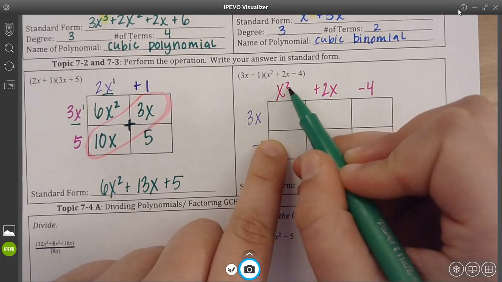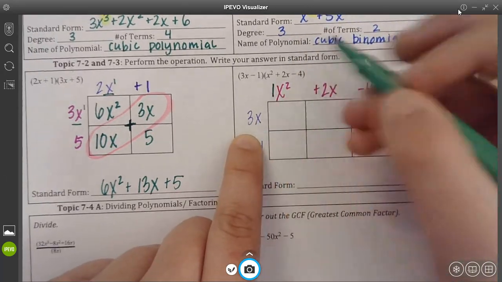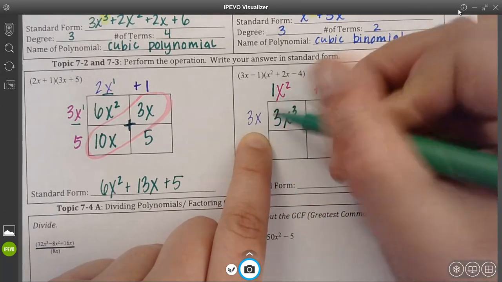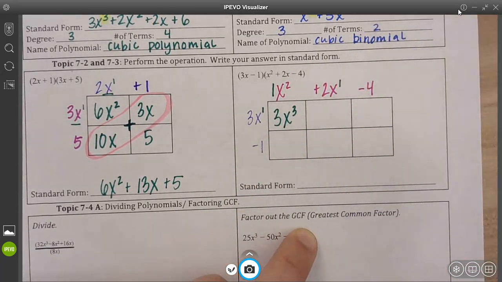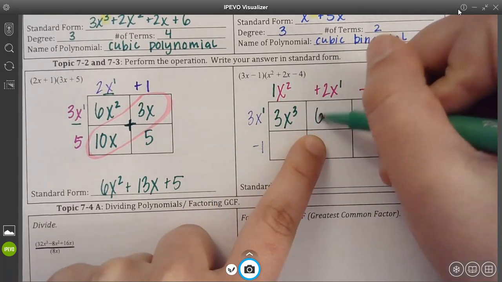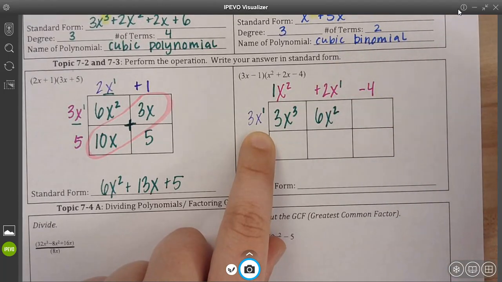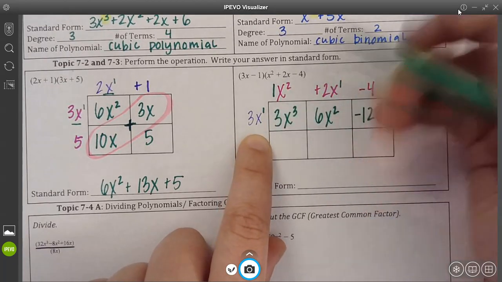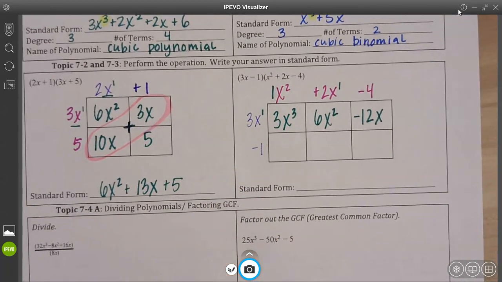So in my first box, x squared times 3x. Well, remember this has an invisible 1 out in front of it. 3 times 1 is 3. X times x squared is x cubed. So we add their exponents. 1 plus 2 would give us 3. This has a little exponent in here of 1 as well. So let's remember that. 3 times 2 is going to give me a 6. X times x is x squared. And then lastly, 3 times negative 4 is negative 12. X doesn't have anything to multiply with, so it just comes down and becomes x.